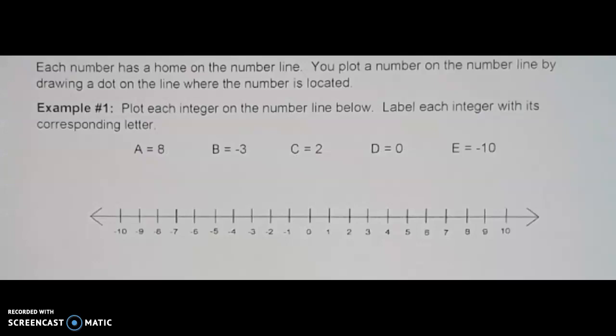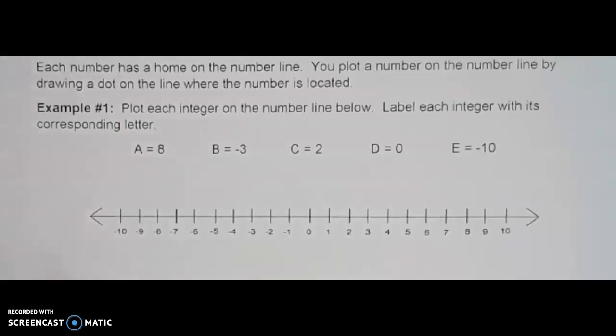In our first example, we're going to practice plotting integers on a number line. Each number has a home on the number line. You plot a number on the number line by drawing a dot on the line where the number is located. Okay, so looking at example number 1, we're going to plot each of the integers and we're going to label the integer with the corresponding letter.